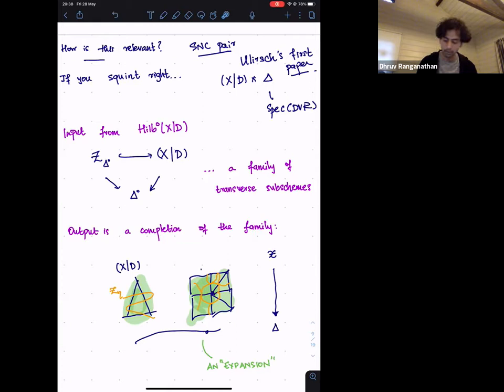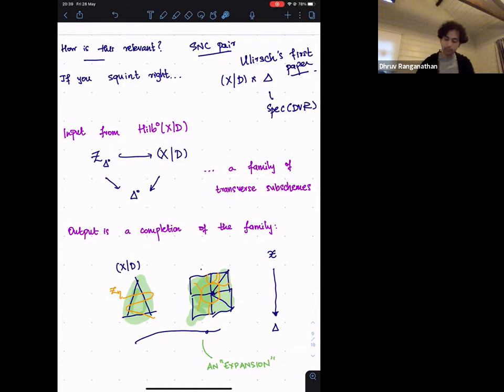So what does that mean? It means that I should end up with something that is a modification, a blow up of X cross delta. So what is a modification of X cross delta? Well, X cross delta on its own is the trivial family, right? It's a trivial family of X. And so if I blow up, essentially what I'm doing is changing the special fiber by blowing it up. So I add a bunch of new components in the special fiber. I'll show you an example in just a second.